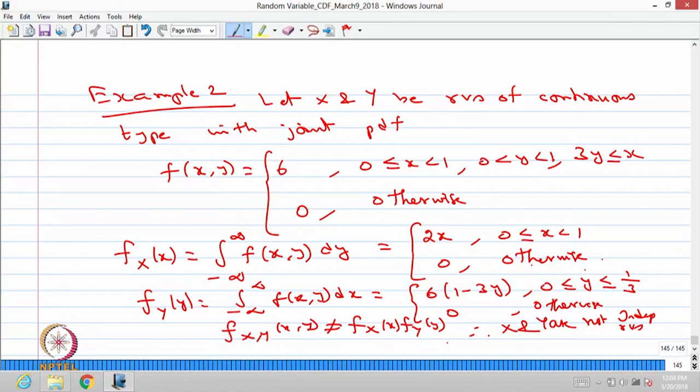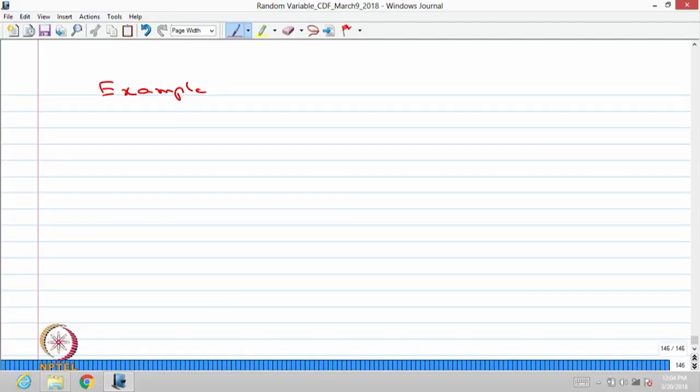So I have given the first example in which they are independent random variables by finding the marginal distribution, whereas in this example, by finding the marginal distributions of x and y, we conclude the independence condition is not satisfied, therefore they are not independent random variables. We will go to one more example, example 3, because we already discussed 2 problems of the continuous type, so we will see one problem of the discrete type also.